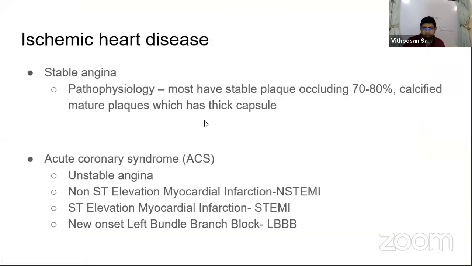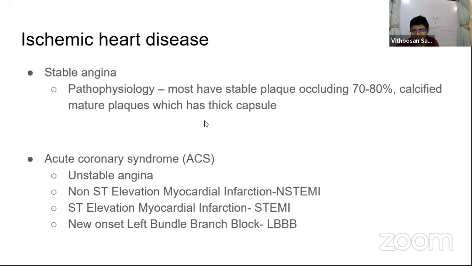So if you look at ischemic heart disease, we are dividing that into two. One is called stable angina. What is stable angina? These people, their blood supply is adequate to meet the demands of the heart at rest. So they are stable at rest.